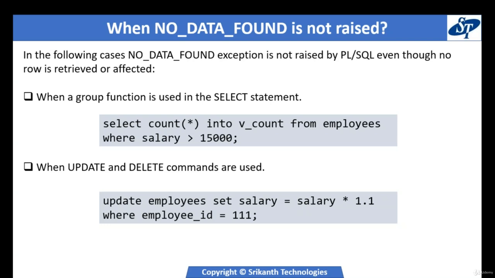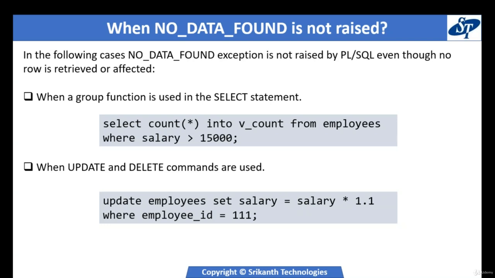If no employee is found with salary greater than 1500, then we get count 0. In case if there are employees, we get the appropriate count. So it means select command with group function never raises no data found exception. Well, in case if you are using functions like sum and average, instead of getting 0, you get null value. So other group functions like min, max and all return null if no row is selected.